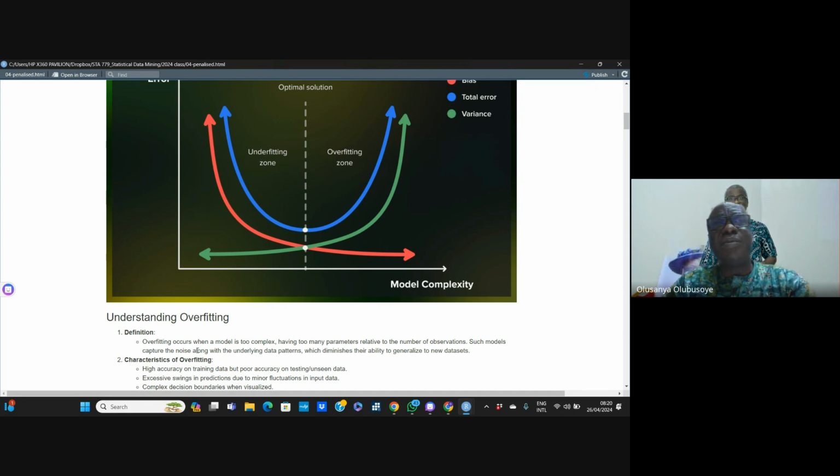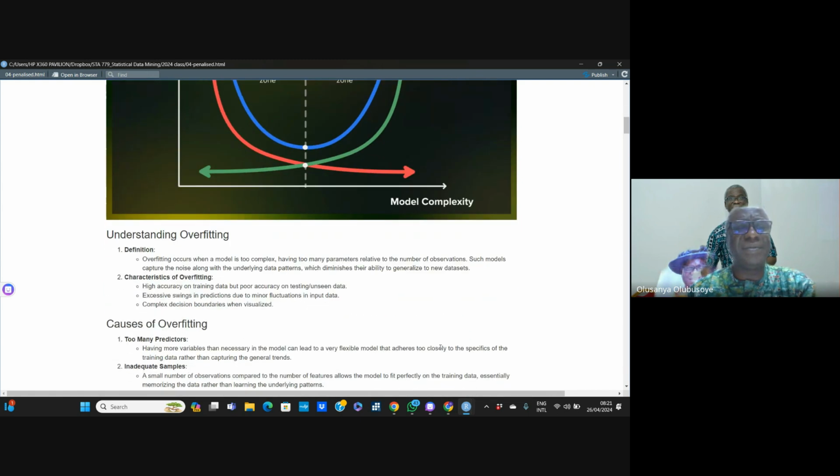The signal is the main thing, but this noise is random, ordinarily not observable, but it's always there. So when you have overfitting, your model captures the noise along with the underlying data pattern, which is the signal, which diminishes their ability to generalize to a new data set. So they perform poorly in new data sets because they capture noise more than signals.